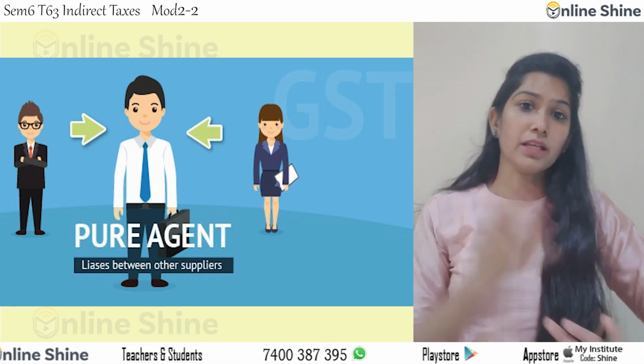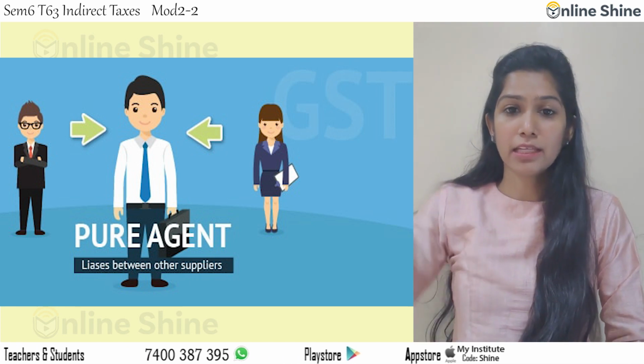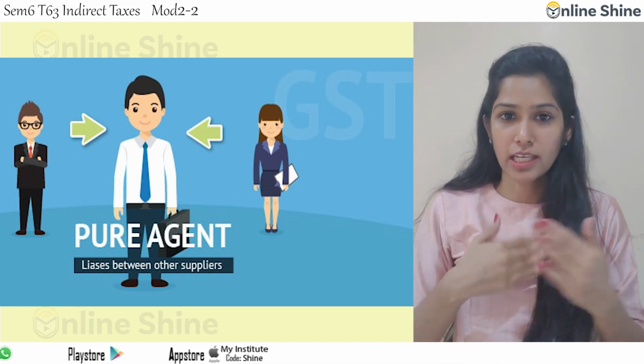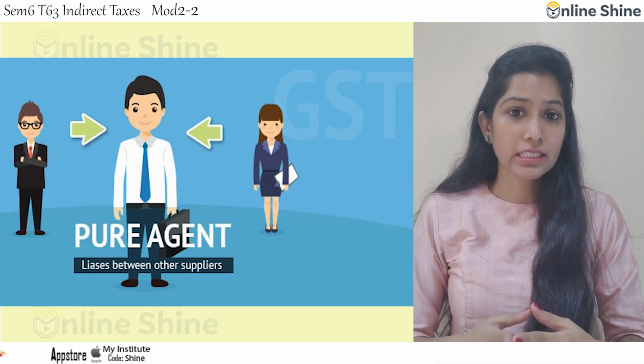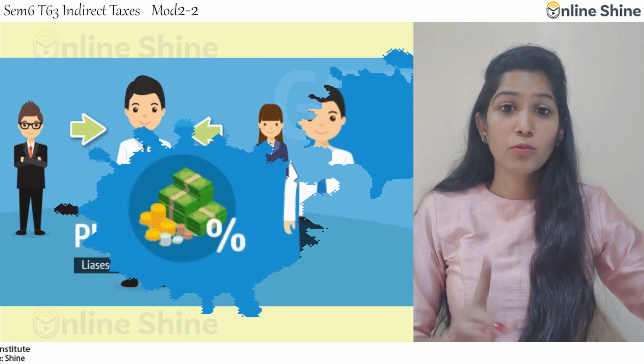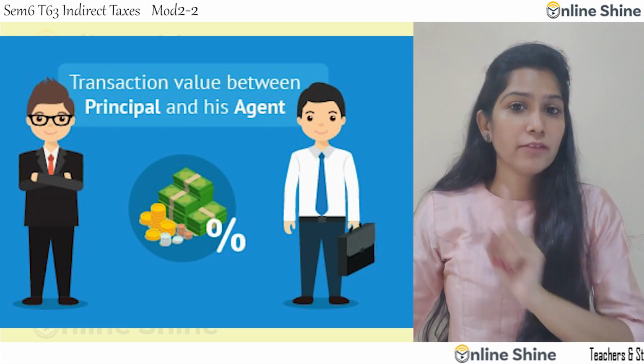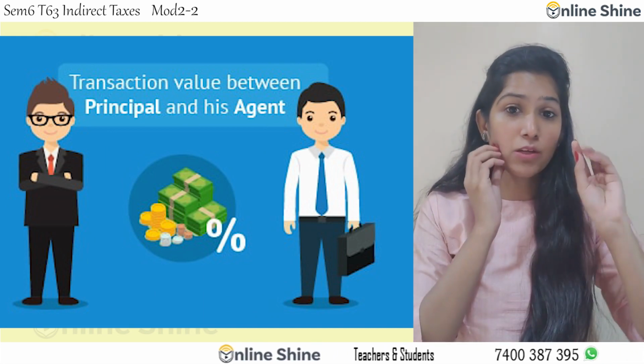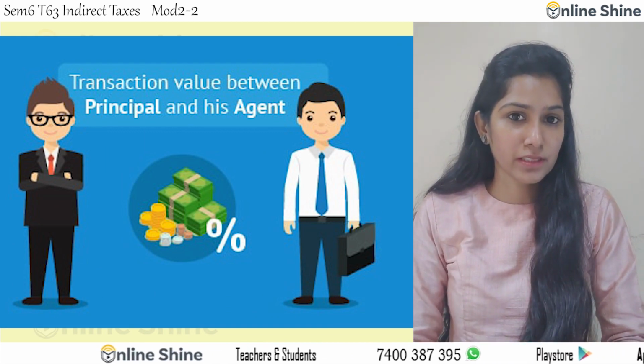Now say for example, I purchase goods from Lux and I am selling them to a third party, but the invoice which I issue is in the name of Lux and not mine. In this case, what will be the scenario? Whatever goods I have sold to the third party, he will be paying the GST, and I will be paying GST only on the commission amount which I have charged.